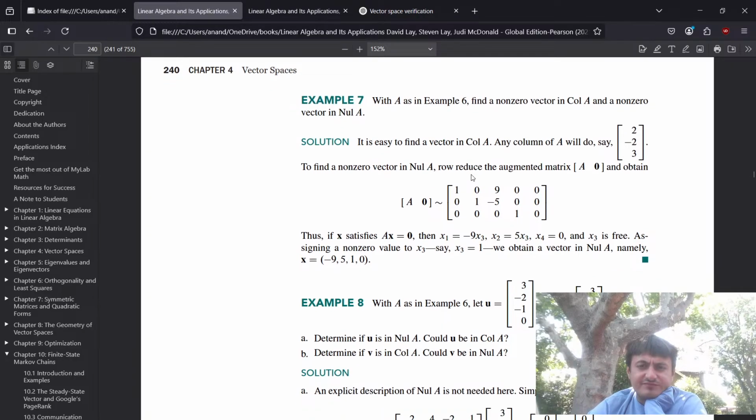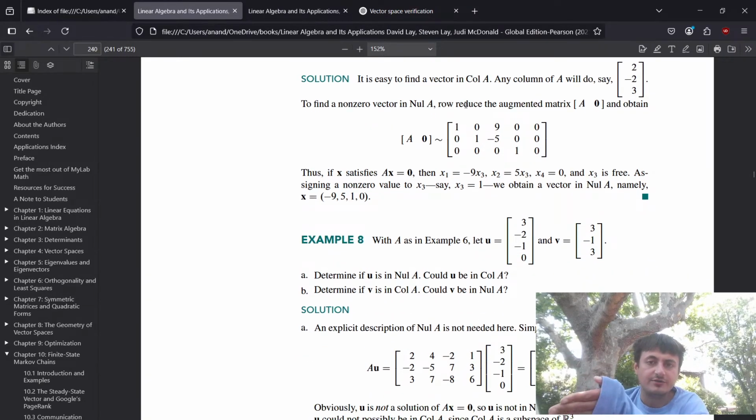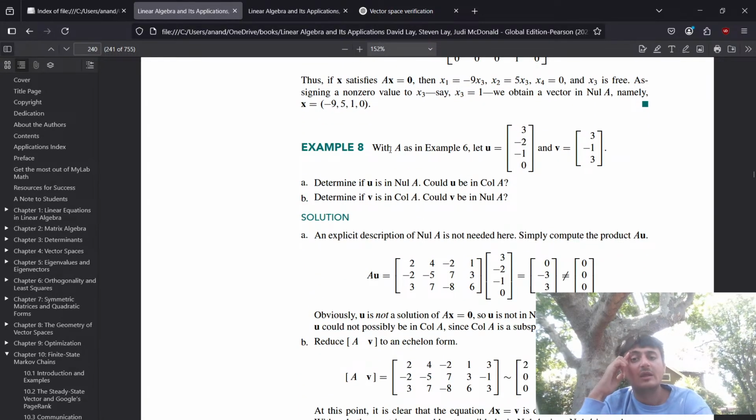What's this one? Find a non-zero vector in the column space. That one's easy because it's easy to find a vector in the column space, because you can always just take one of the columns of A itself. Now, finding a non-zero vector in the null space is a little bit harder because you need to row reduce it. So you need to do this, and then you do that spanning set thing, and then you pick a value for the free variables, and then when you do the linear combination, you're going to get a vector in the null space such that AX equals 0.